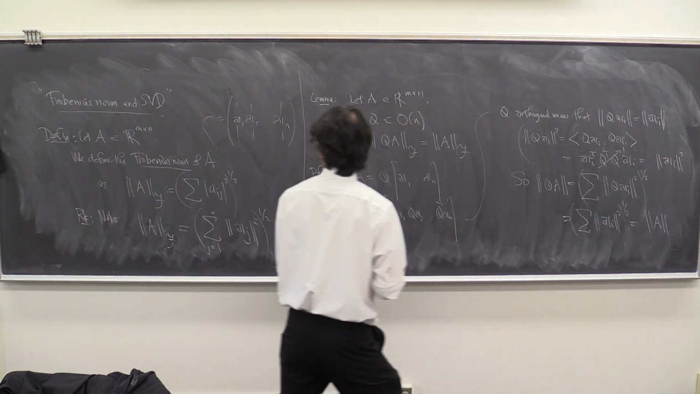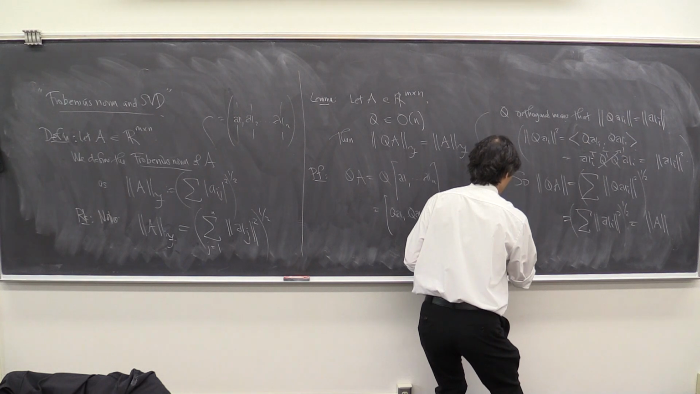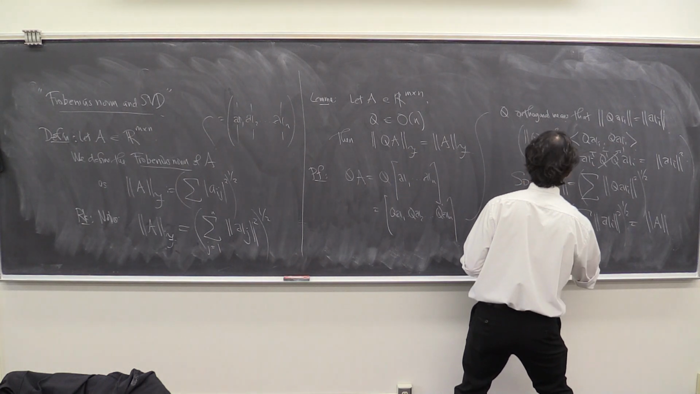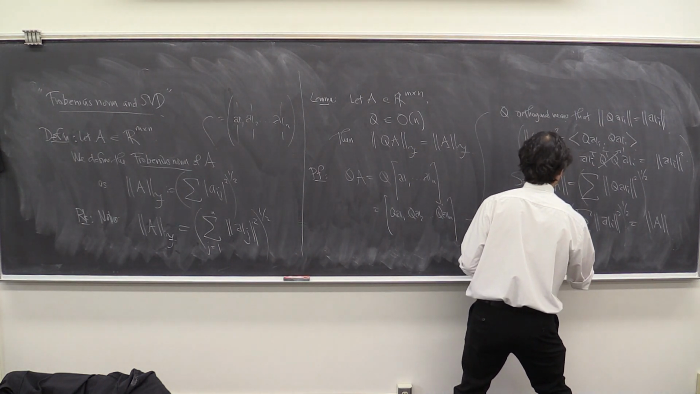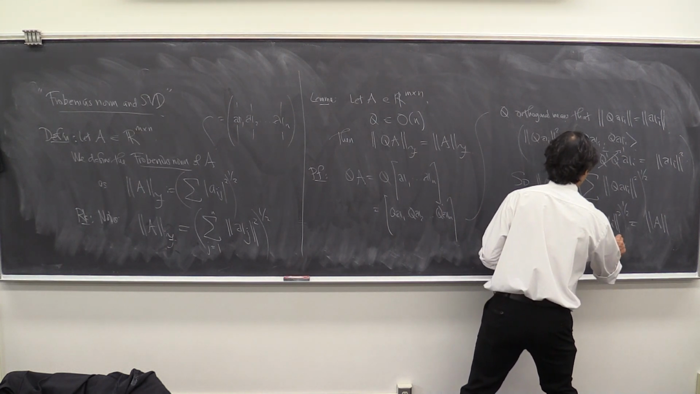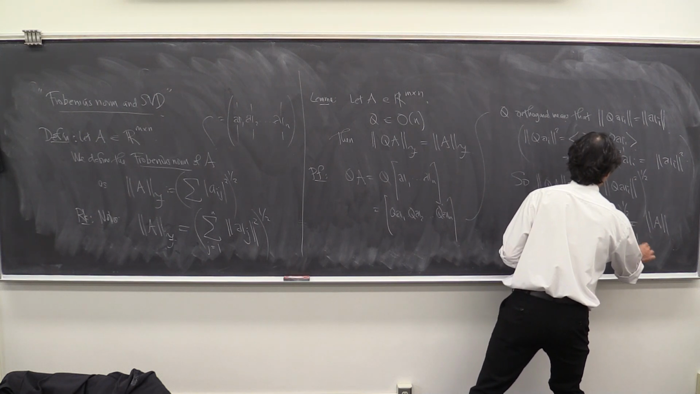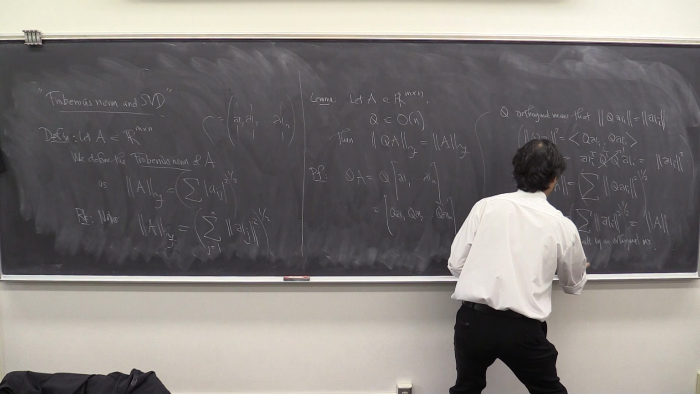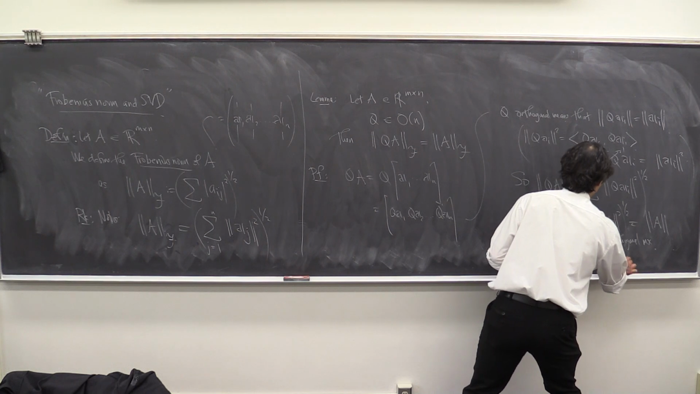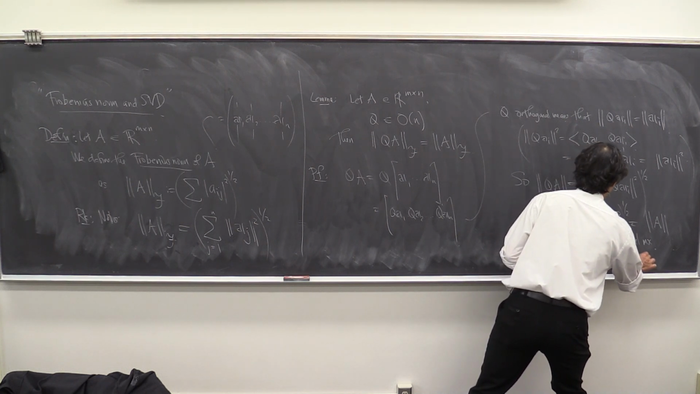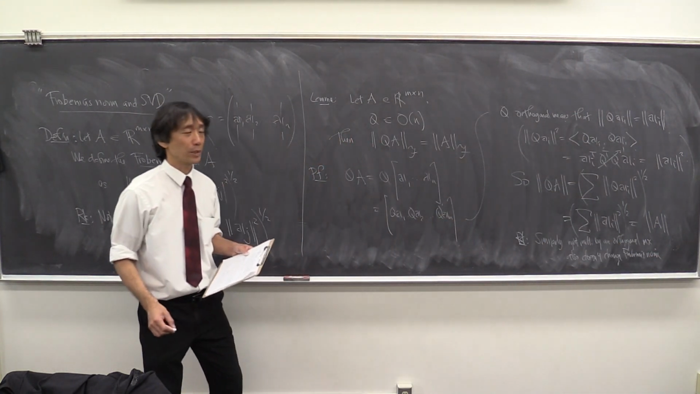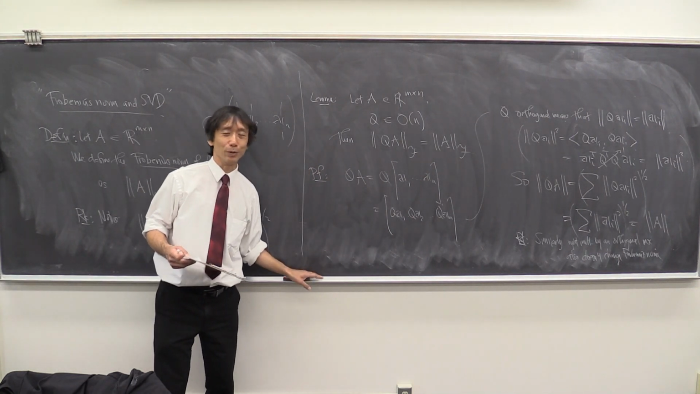Okay. Remark. It's easy to show similarly that right multiplication by an orthogonal matrix also doesn't change the Frobenius norm. Just basically transpose everything, and then you'll get that result.